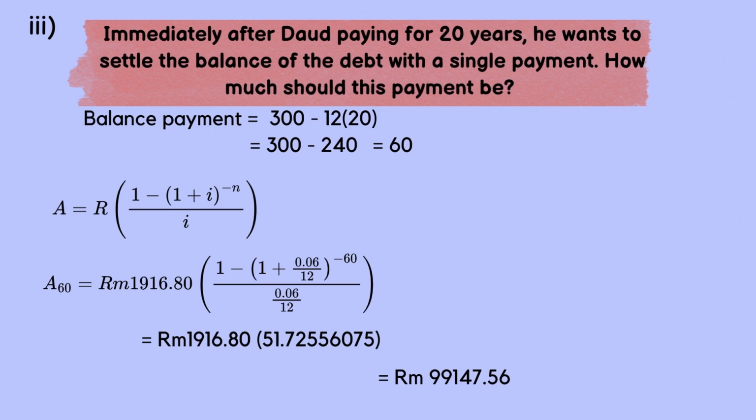Number 3, if he wants to settle the balance of the debt with a single payment after 20 years, we need to find how many payments are left. So we need to minus 300 with 240, and we get 60 months are still remaining. So n is equal to 60. In this situation, we need to use present value formula again. Then put all the information into the formula. After done the calculation, the payment should be 99,147 ringgit and 56 cents.